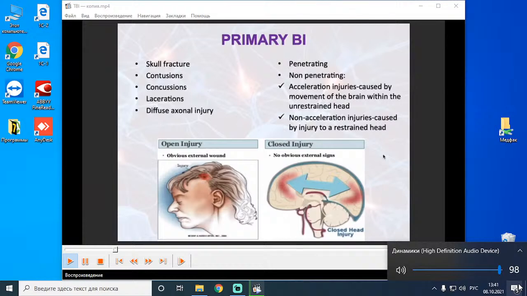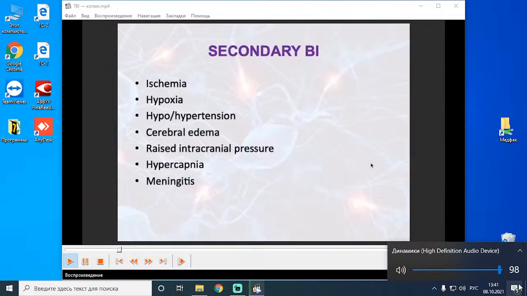Here you can see images. Obvious external wound: open injury, and closed injury: no obvious external signs, closed head injury. Secondary brain injury: ischemia, hypoxia, hypertension, cerebral edema, raised intracranial pressure, hypercapnia, meningitis.